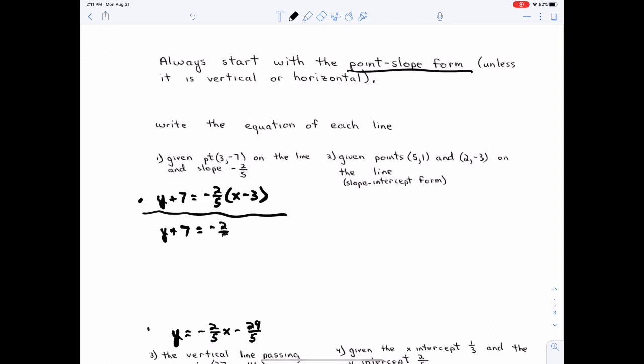okay, negative 2 fifths x plus, what would that be? What's 6 fifths? Okay, and then they add the 7 to both sides. And of course, 7 with a common denominator of 5 is going to be minus 35 fifths, and then you get that. So even if you want to write the slope-intercept equation, it's easier to write the point-slope first, right? I mean, I did it in 4 steps instead of 6, okay?